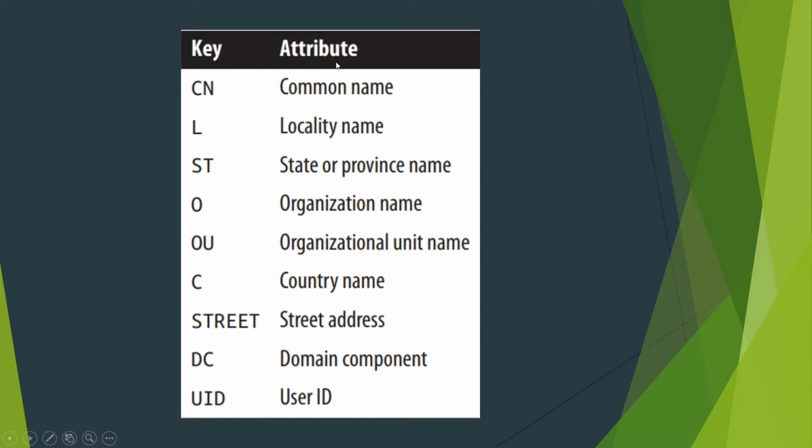You can see the key attributes: CN common name, L locality name, ST state or province name, organization unit, and country name, street address, domain component, user ID. These are used to identify a particular name.